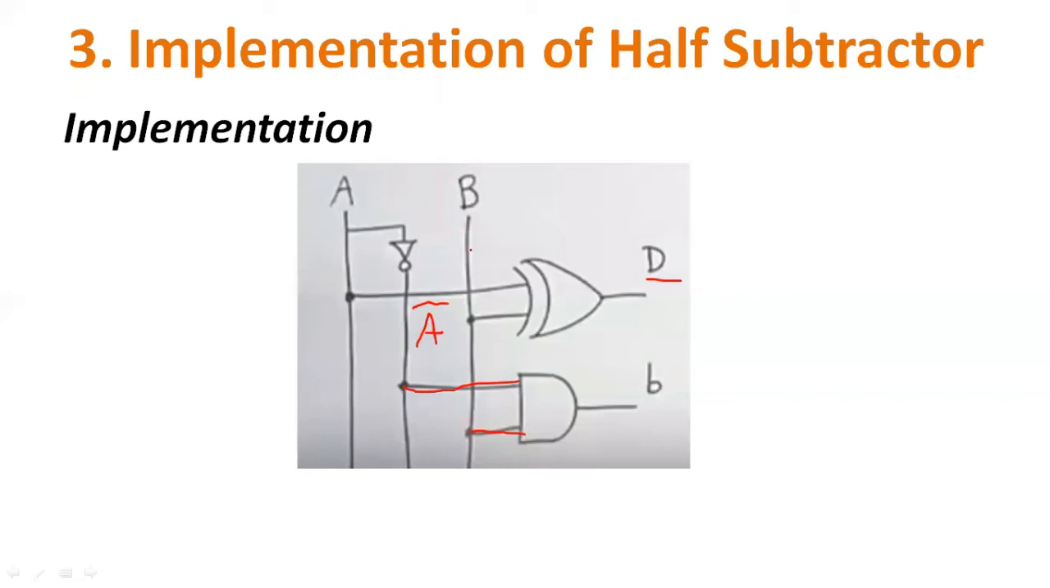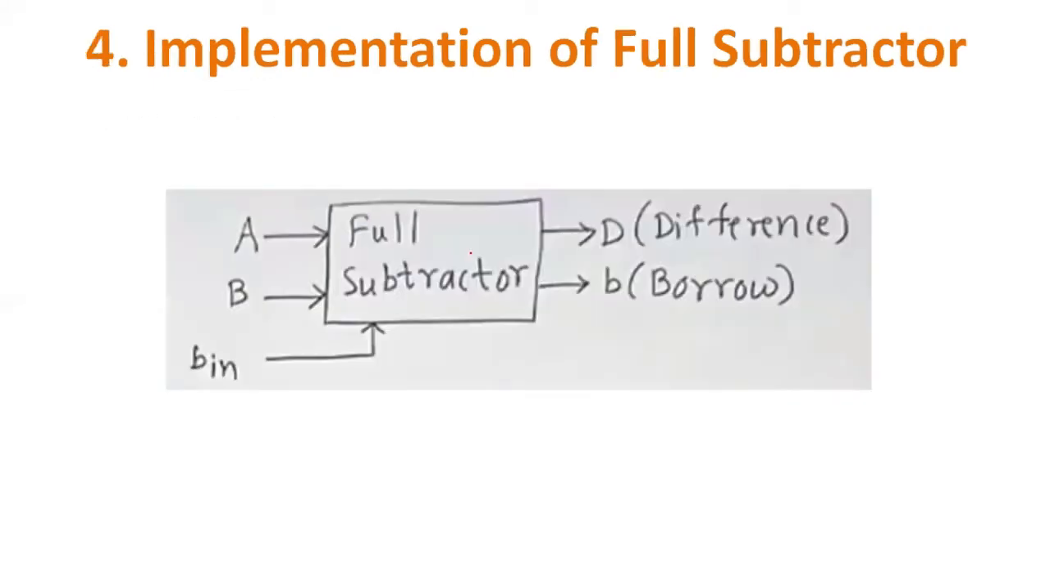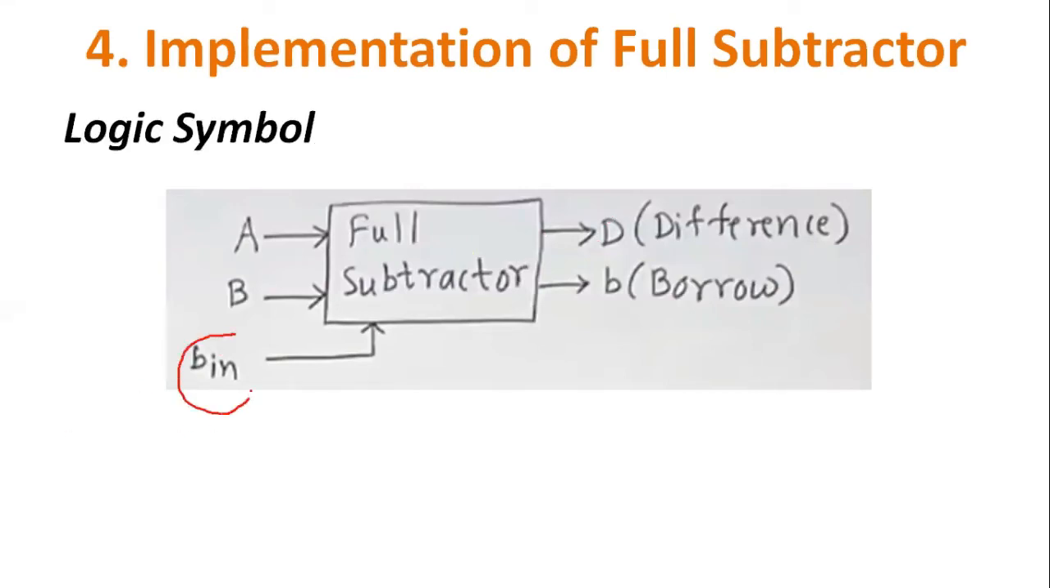So full subtractor is similar to full adder, and in full adder we have seen there was the third input, that is carry in, but in full subtractor we will have the borrow in bit. Okay, so in the logic symbol, we are having the borrow in bit. So this is the third input. Normally we require it whenever we want to perform multiple bit subtraction. If you are going to perform only single bit subtraction, you don't require the borrow in.